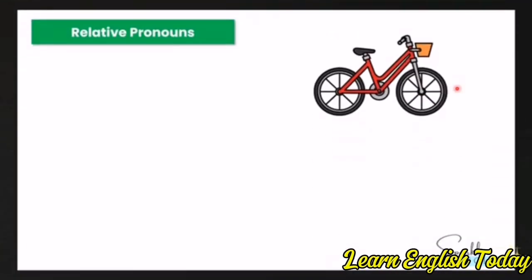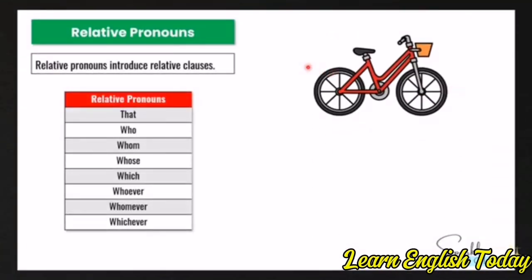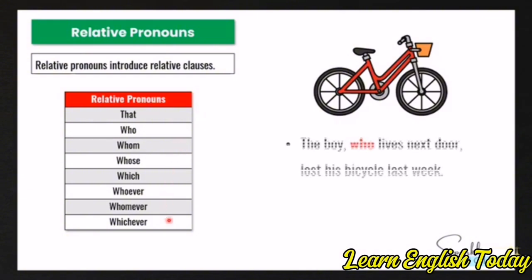Next, we have relative pronouns. Relative pronouns introduce relative clauses. Now, some of these pronouns can also be a different type of pronoun, but it's a relative pronoun if it introduces a relative clause. For example, that, who, whom, whose, which, whoever, whomever, whichever. For example, the boy, who lives next door, lost his bicycle last week.